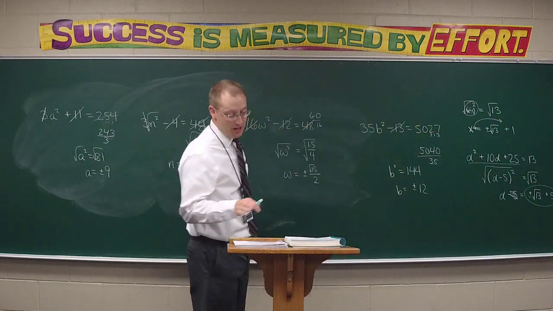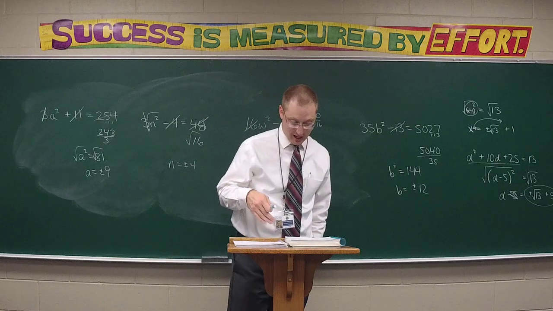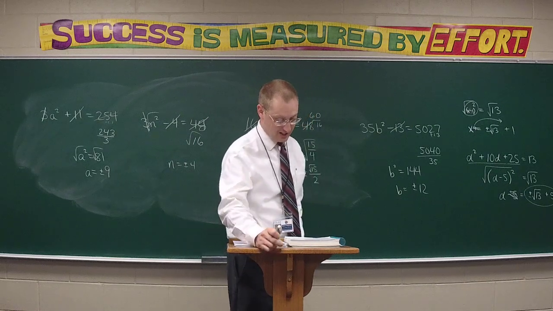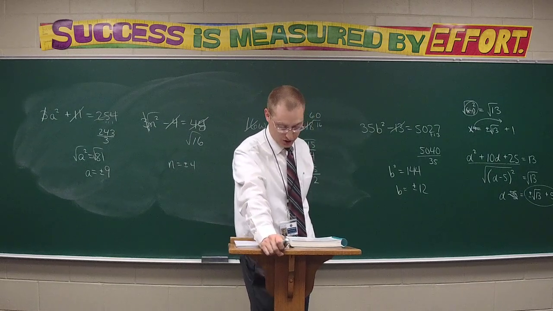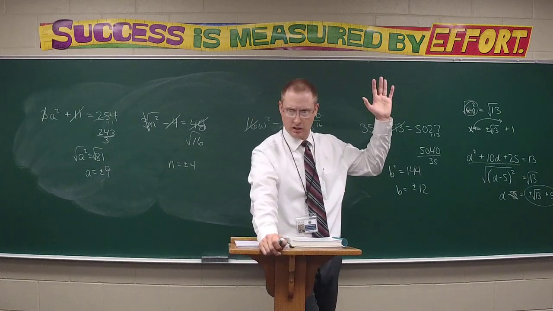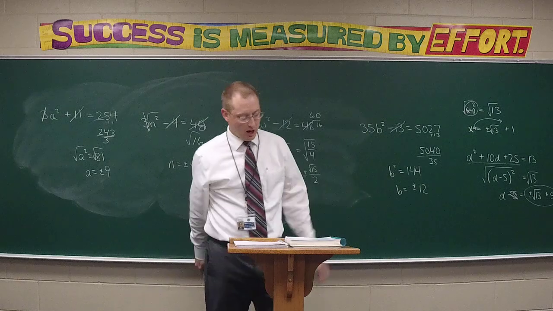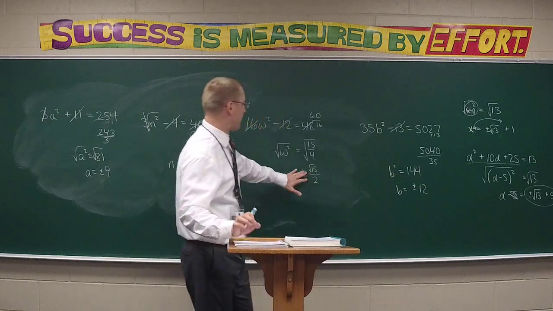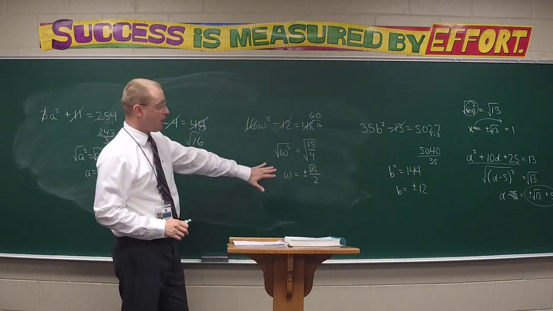Now, the book did mention if it didn't come out evenly, to write as a decimal rounded to the nearest hundredth. I didn't expect to do that. Did any of you even notice that was in the directions? You did. Okay, way to go, Michael. All right, the rest of you did not. For instance, we left this. We didn't get the decimal here. I suppose we could have.